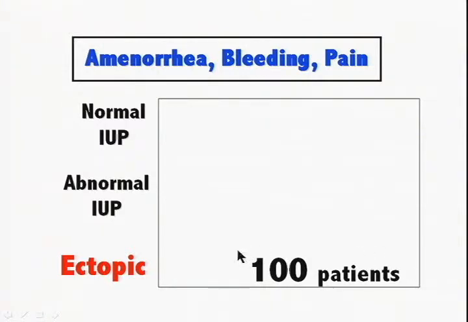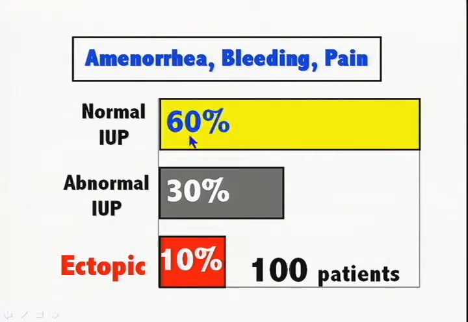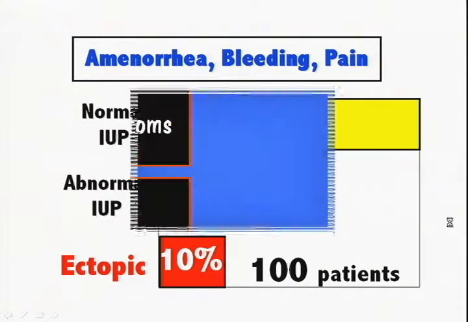Now, if you take 100 patients who have amenorrhea, bleeding, and pain, what percentage do you think will have ectopic? Think it's going to be the majority? Studies have been done and found that only 10% actually of amenorrhea, bleeding, and pain will have ectopic. You may have an abnormal pregnancy, such as a missed abortion, a threatened abortion. We talked about that. But the majority are probably going to be normal intrauterine pregnancies. But ectopic is clearly the most risky, the most serious complication, so we need to rule that out anytime you have amenorrhea, bleeding, and pain.